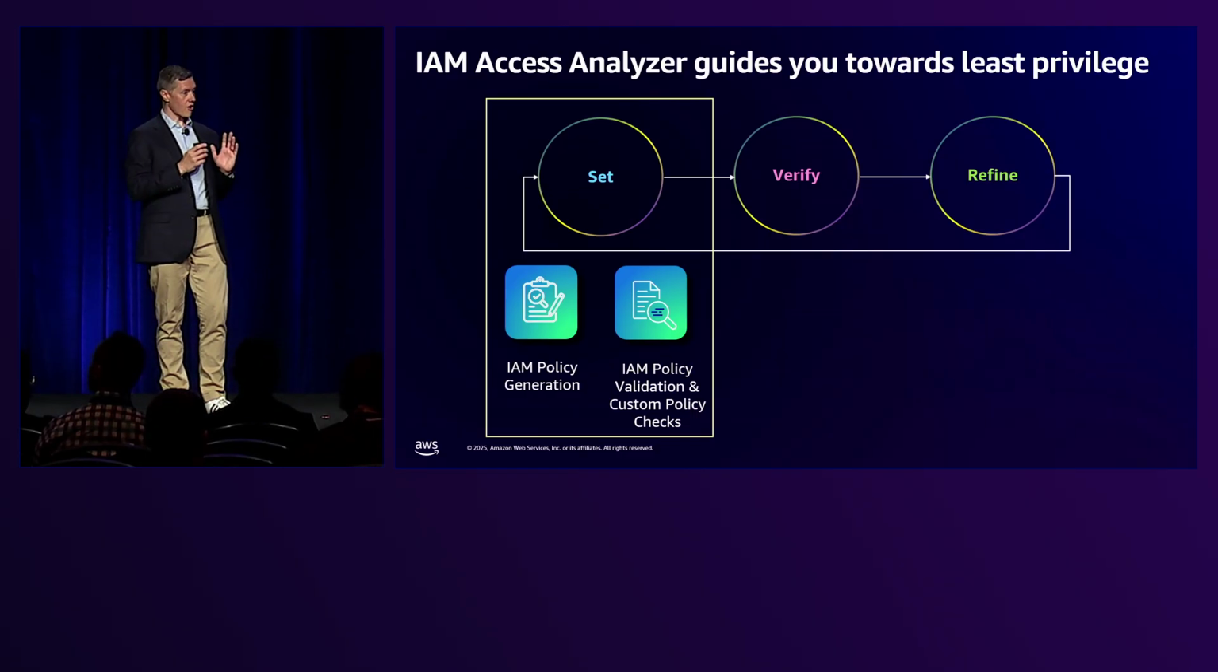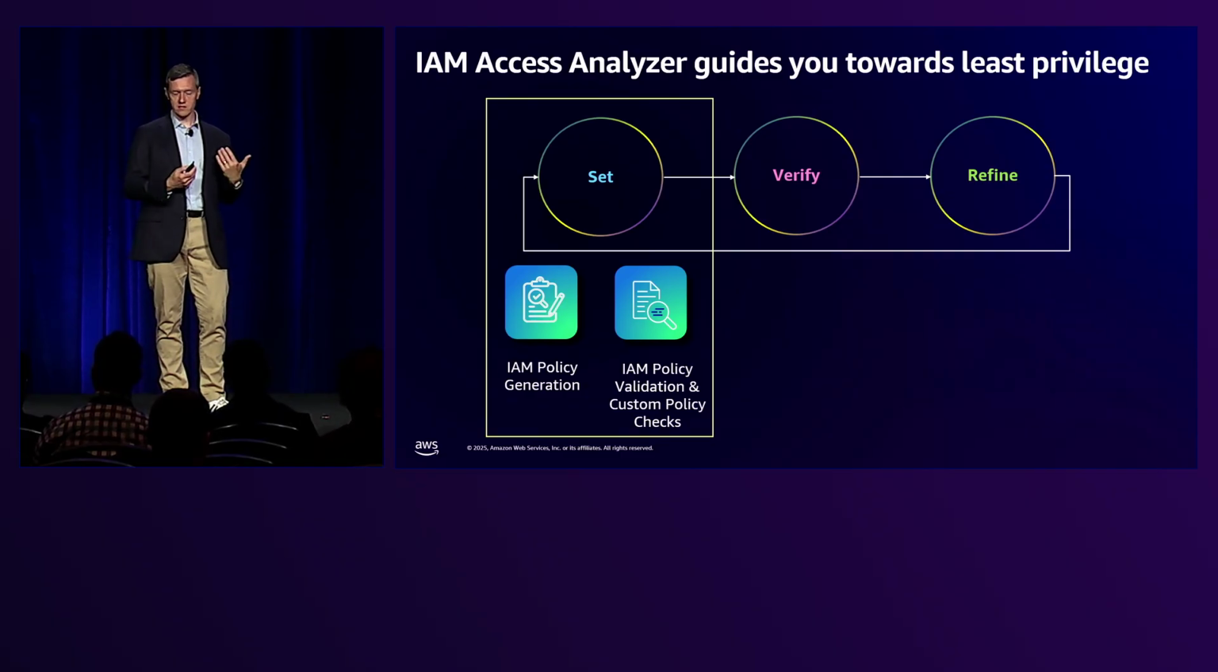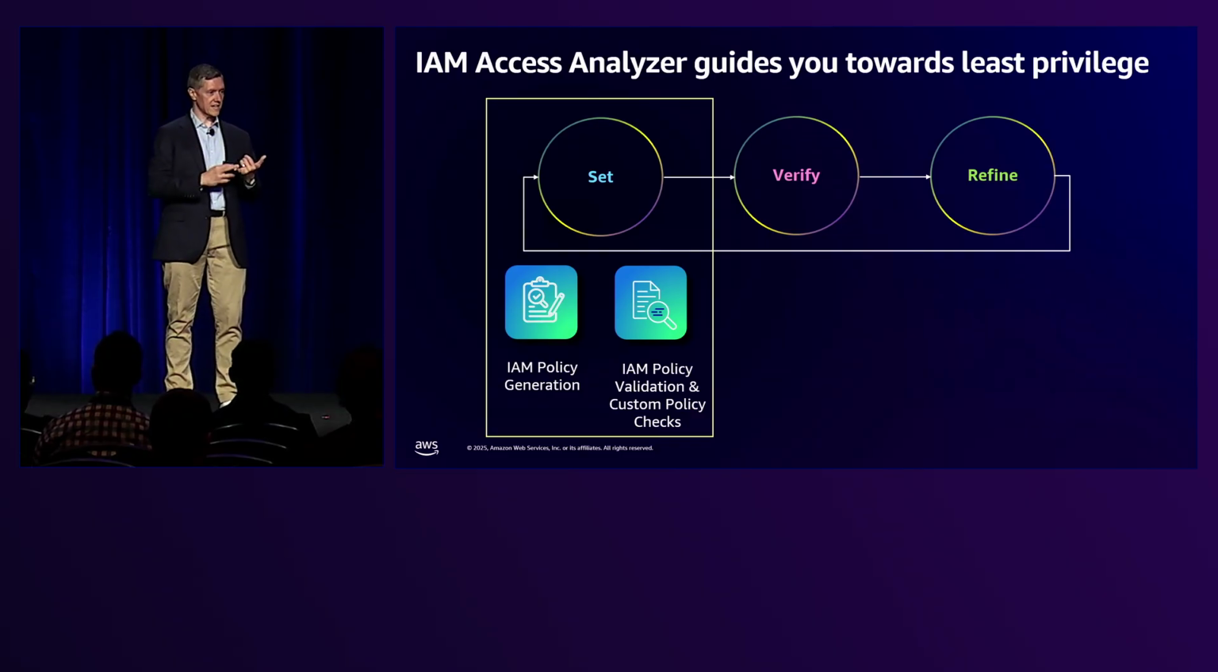If you already have a good handle on what the permissions for your application should be, you can just define the policy, and then you can use this other set of tools that we have, which are policy validation and custom policy checks. Policy validation is a set of static APIs that you can pass the policy into, and we'll return some findings, some results to you. Policy validation is looking for things like syntactic correctness, whether or not the policy is well formed, and whether or not it conforms to some set of best practices that we defined.